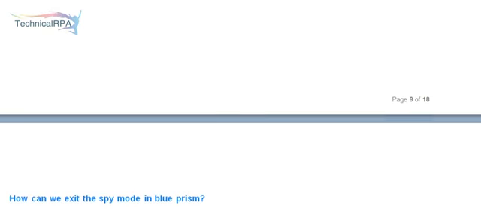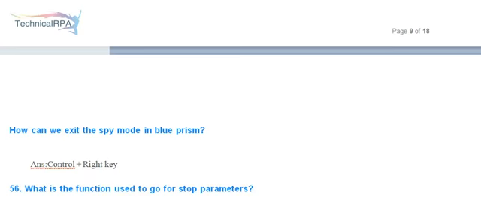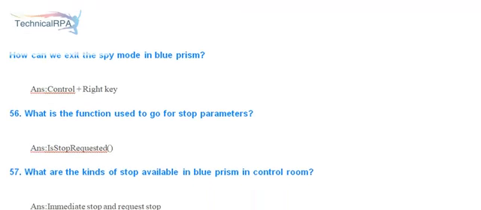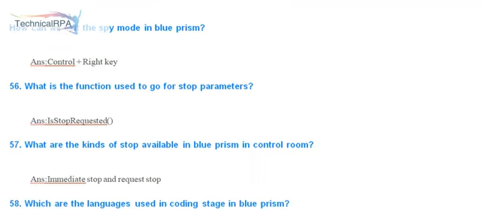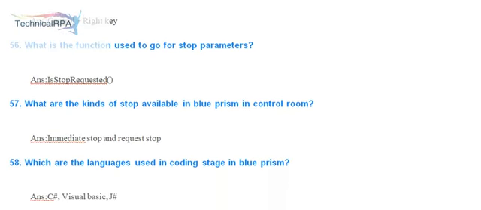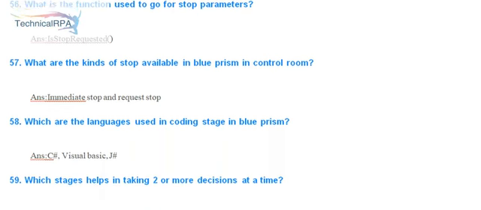1. HTML mode, 2. Win32 mode, 3. UI mode, available in BP v6 and above, 4. Region mode, 5. Active Accessibility mode. 55. How can we exit the spy mode in Blue Prism? Control plus right key.